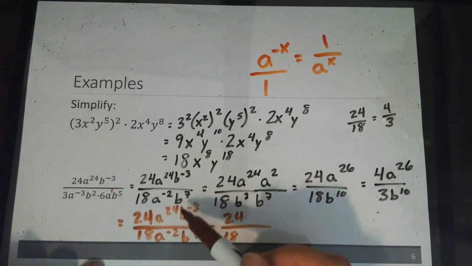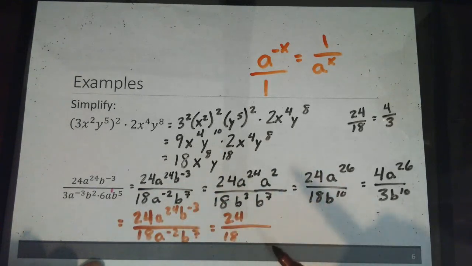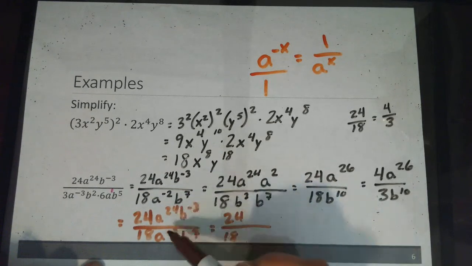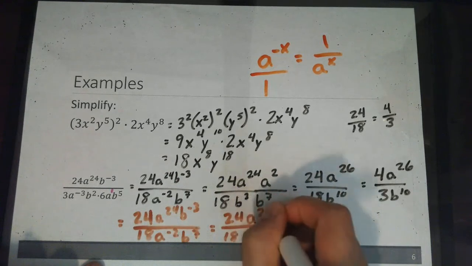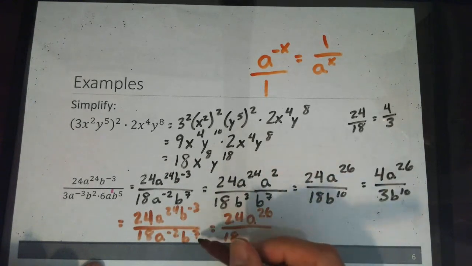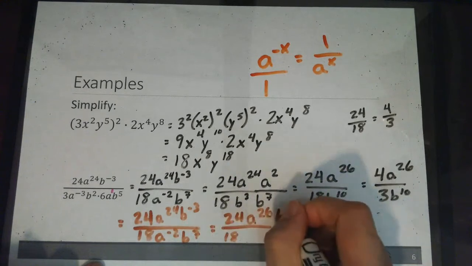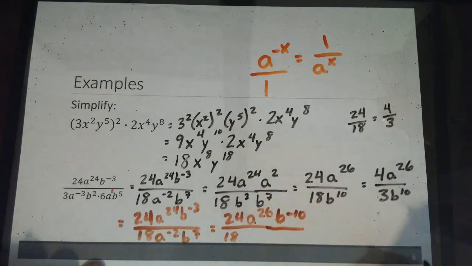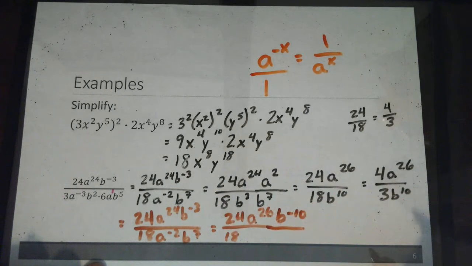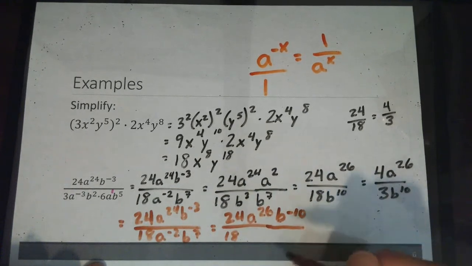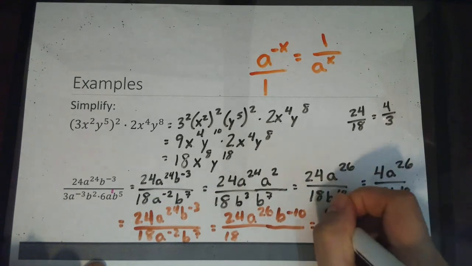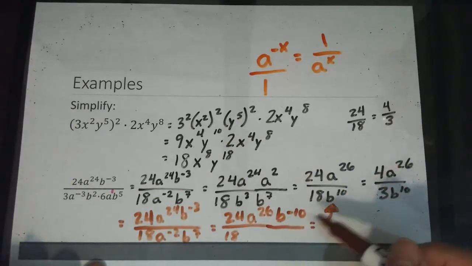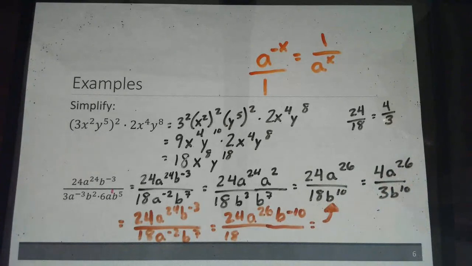If I take my a's, because it's a fraction and fractions mean divide, I can subtract my exponents. 24 minus a negative 2 is 26. So I get a to the 26. For my b's, I take negative 3 minus 7, so that'll give me b to the negative 10. But I don't like negative exponents. I want to keep my exponents positive, so I'm going to move that b to the negative 10 to the denominator so that it becomes b to the positive 10. And you'll notice that gets me to the same place I was in the other way.